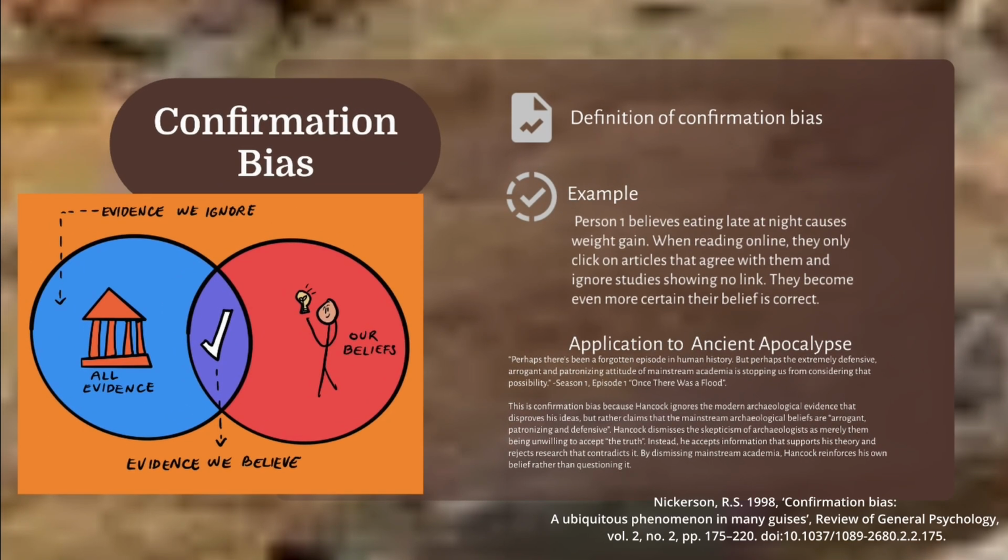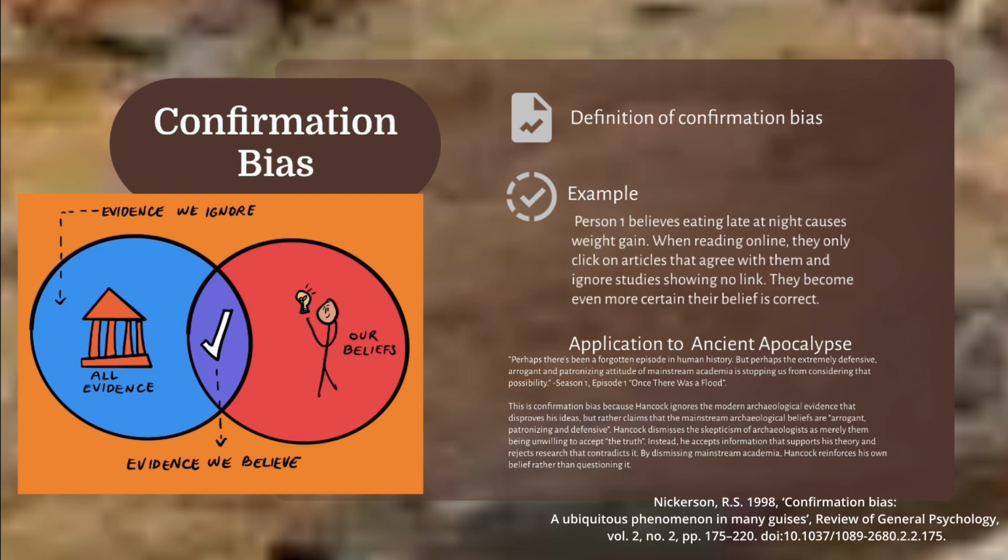Confirmation bias. Confirmation bias is where a person only uses evidence that supports their claim and ignores other evidence that disproves their claim. Confirmation bias is defined as the tendency to search for, interpret, or favor and recall information in a way that confirms one's pre-existing beliefs or hypotheses. For example, person 1 believes eating late at night causes weight gain. When reading online, they only click the articles that agree with them and ignore studies which show no link with their ideas. They become even more certain when their belief is correct.